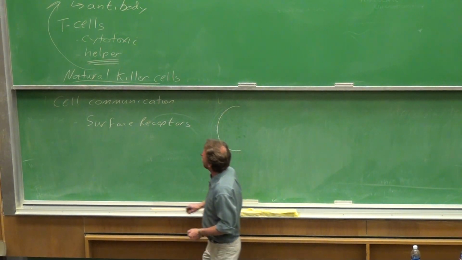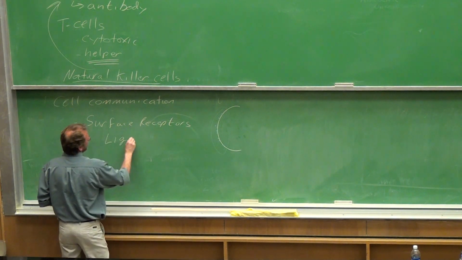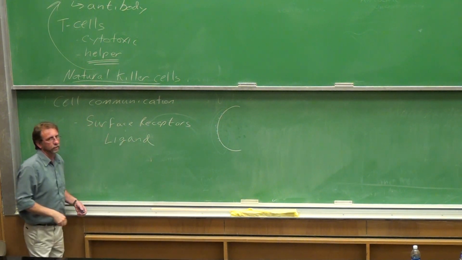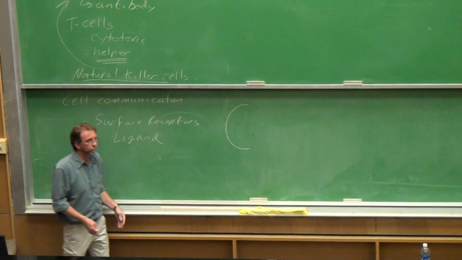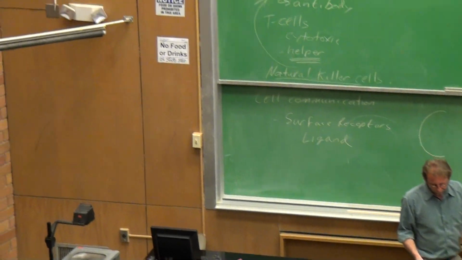Something that binds to a surface receptor is a ligand. So we can refer to a molecule that is binding to a specific receptor as a ligand for that receptor.